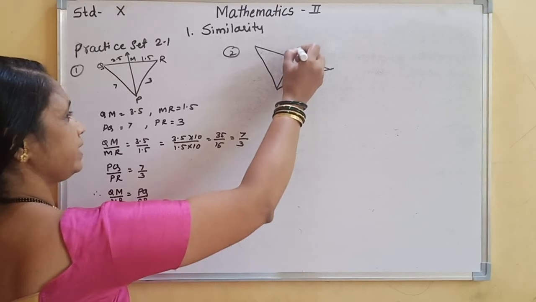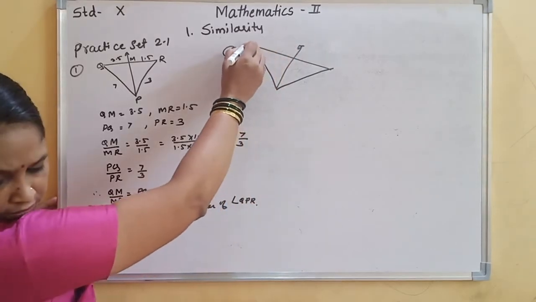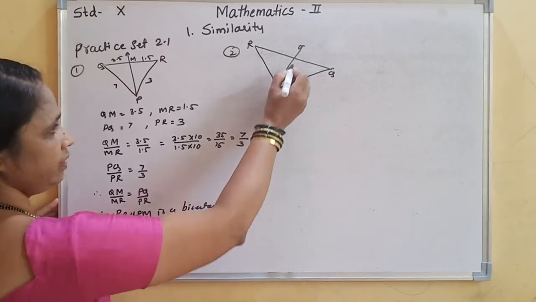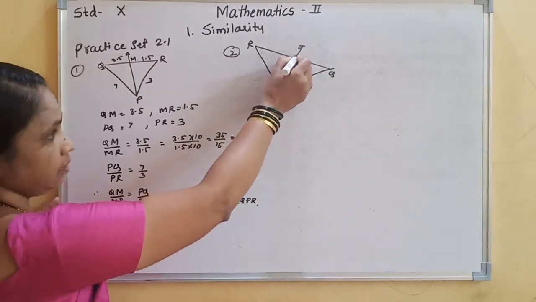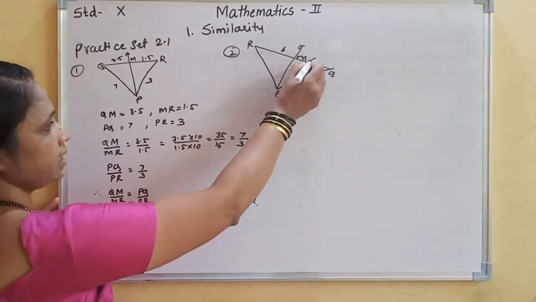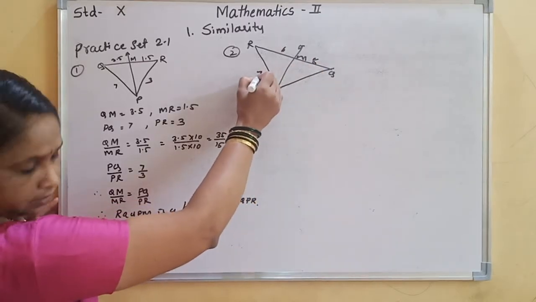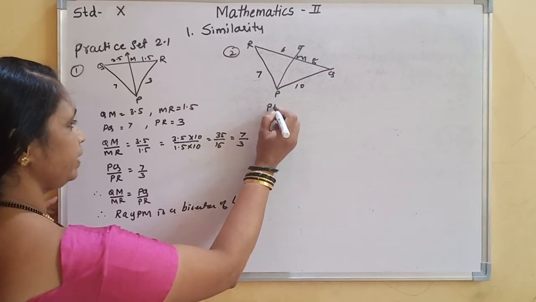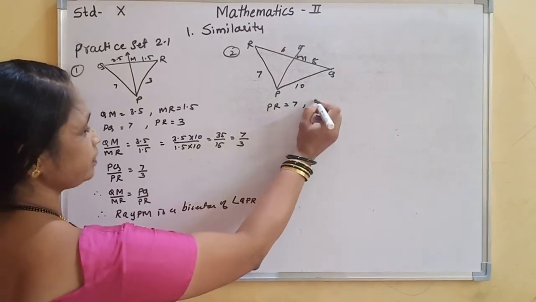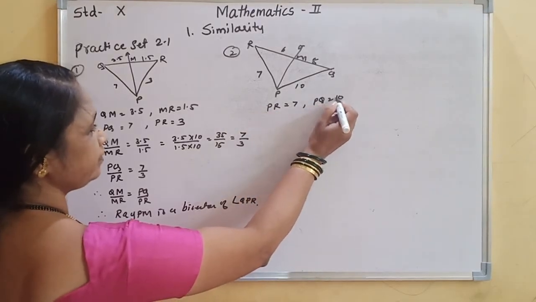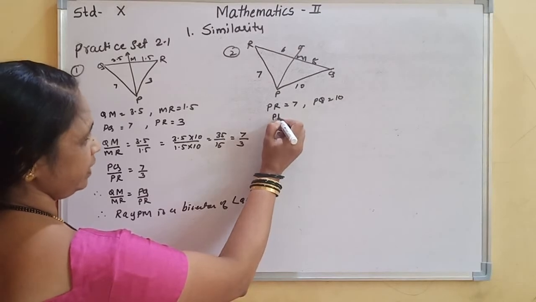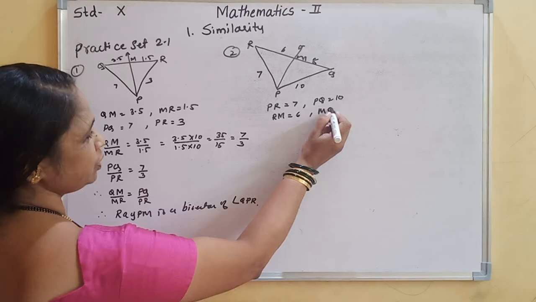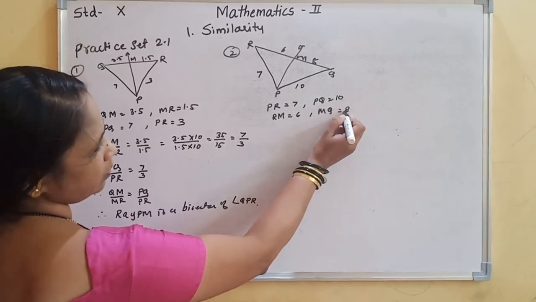Now the bisector is drawn here. Your name is RQP. This is M, 6 and 8. This is 7 and 10. Now here it is given PR is 7, PQ is 10, PRM is 6 and MQ is equal to 8.